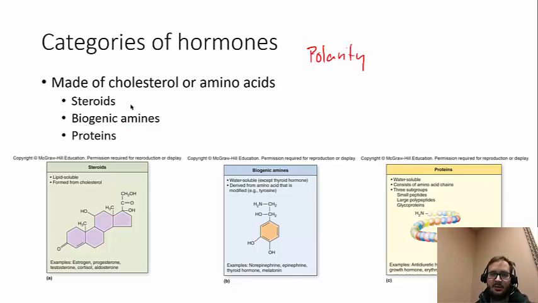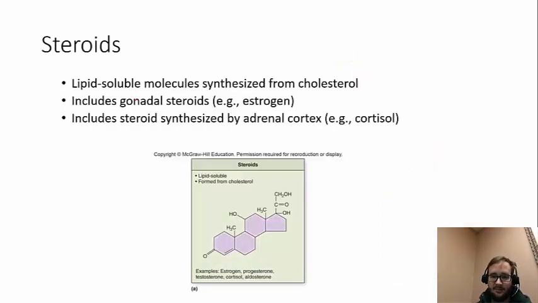So the three different types are going to be steroids. This is type 1, biogenic amines, which is modified amino acids, or proteins, which are going to be chunks of amino acids all put together. And so these are our three different types. I'm not going to ask you about the different molecular structures, and so you don't have to worry about that. So we will talk a little bit about each one.